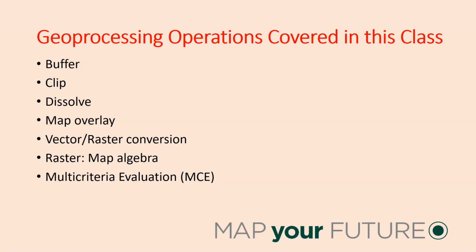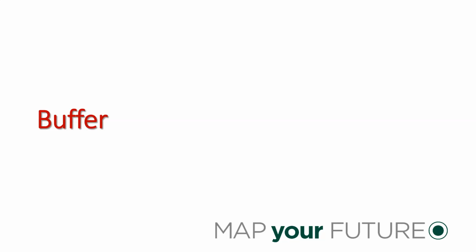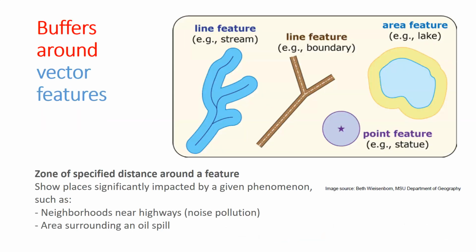A hint here, this particular modeling is the topic of the extra credit quiz. So let's start with those very simple operations. Let's actually start from the simplest one, which is buffer. Buffer is simply a zone within a specific distance around a feature. As I mentioned before, we deal with vector data here, so you can create buffer around lines, points, and polygons.